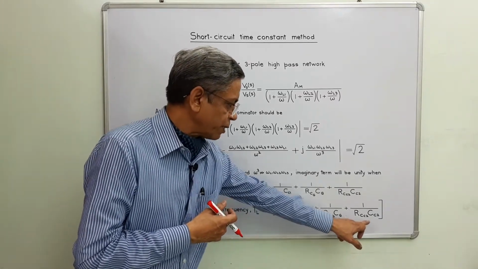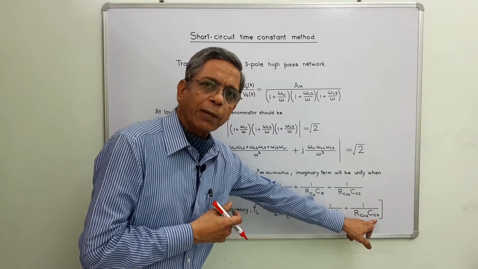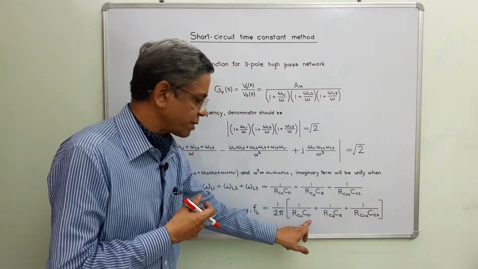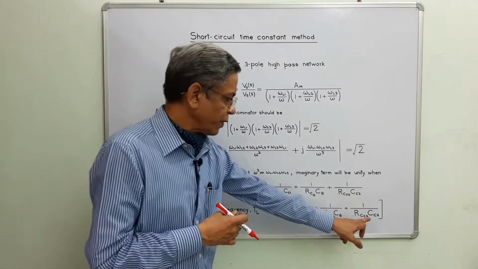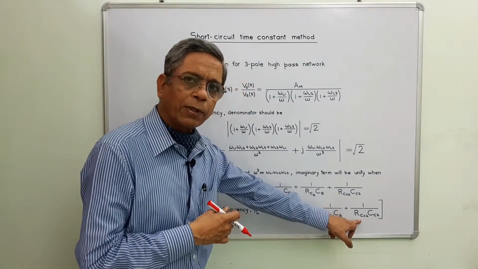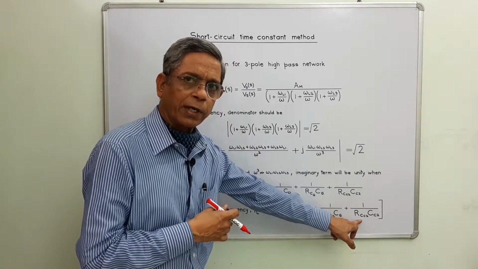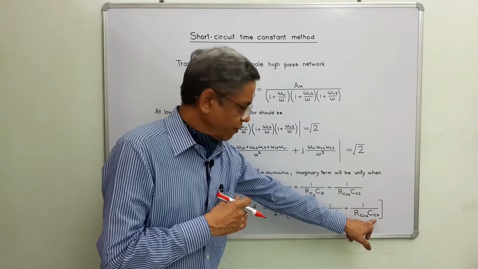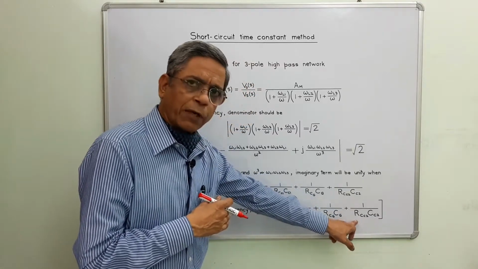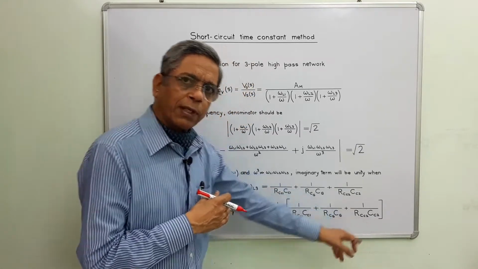And in the third step, suppose I am selecting this capacitor and considering these two capacitors as short circuit, and I'll again find out the resistance seen by this capacitor. This is RCC2, or this is also called the Thevenin equivalent resistance across the terminals of this capacitor. We can write the time constant for this capacitor also.